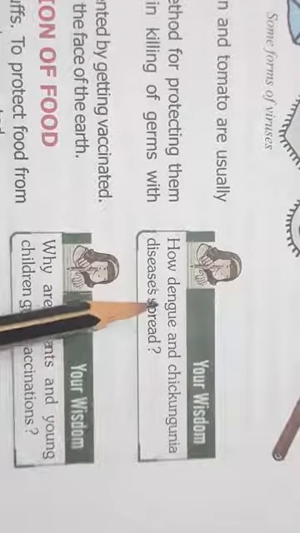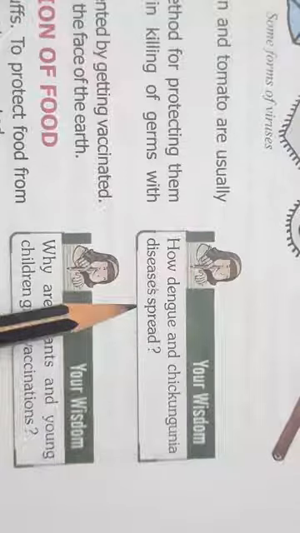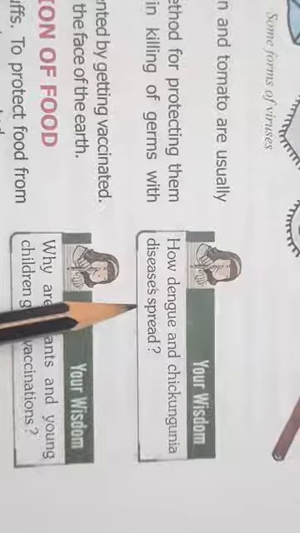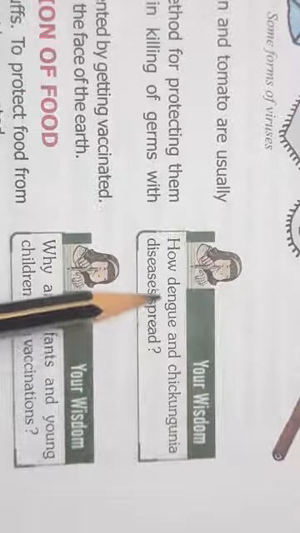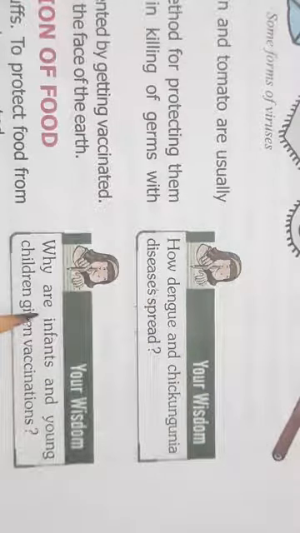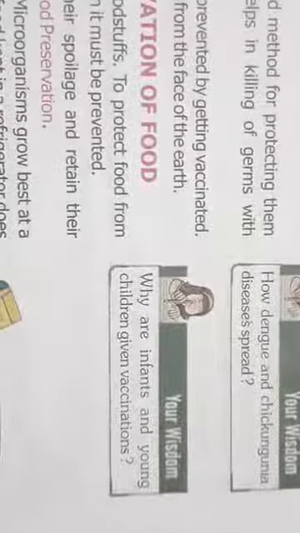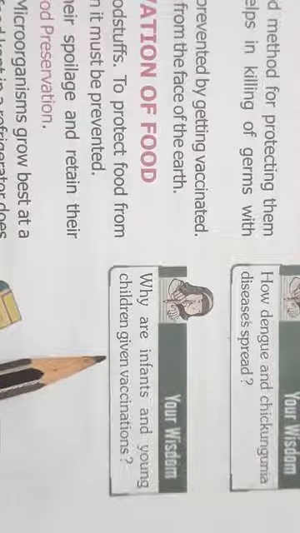Dengue and chikungunya diseases are spread, as you all know, by mosquitoes. Mosquitoes are the ones who spread dengue and chikungunya. Why are infants and young children given vaccination?